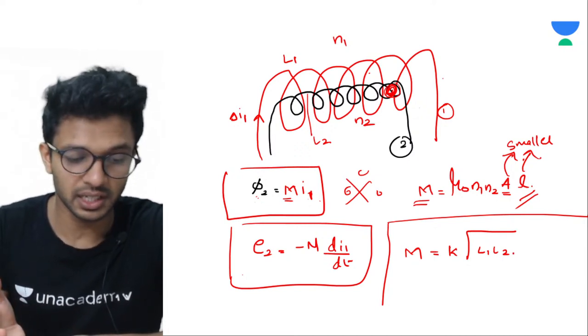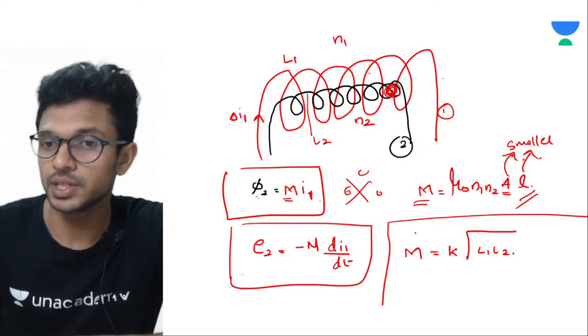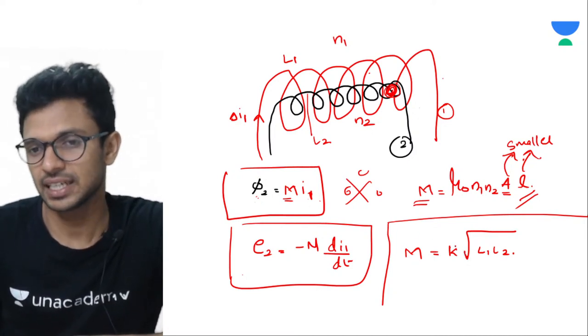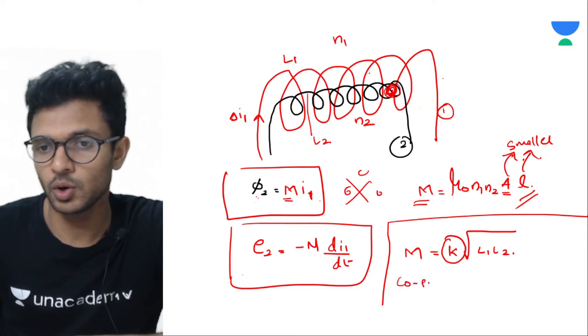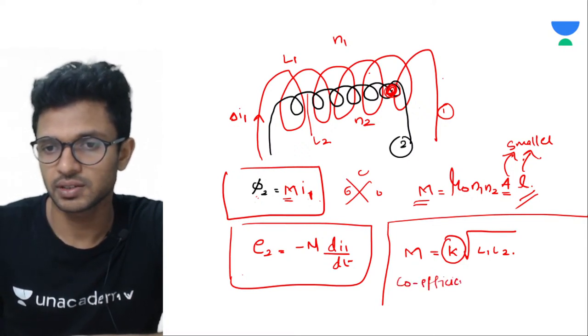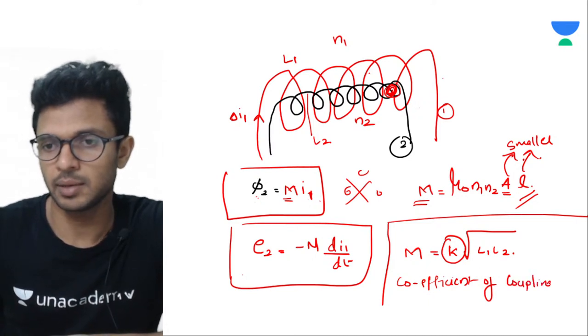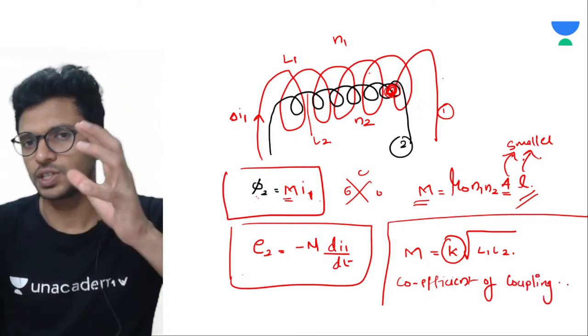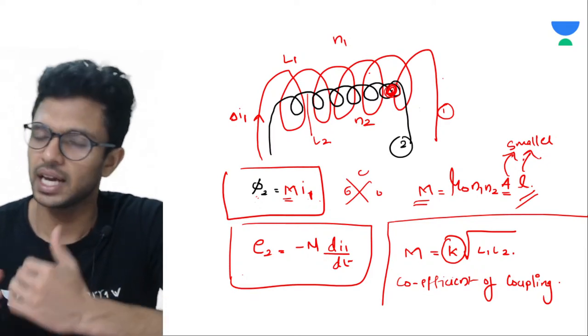I have no idea how many of you have learned this. This is one of the important formulas. Write it down: M is equal to K root L1 L2. Now you will all be thinking, what is K? That is the coefficient of coupling. What is the coefficient of coupling? It's actually a ratio. I'll just tell you.